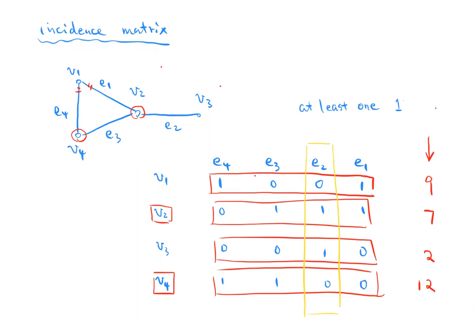Maybe I should say selected one, or chosen one, selected one. So here we select V2 and V4. Among these two, it contains at least one of these chosen vertices, or at least one selected vertex. Yes.